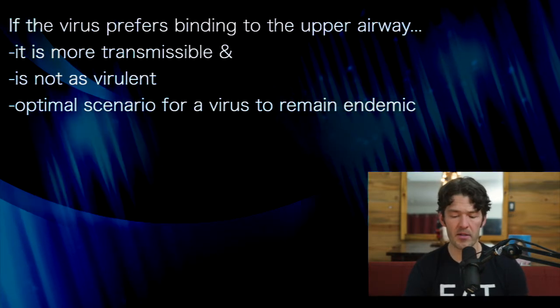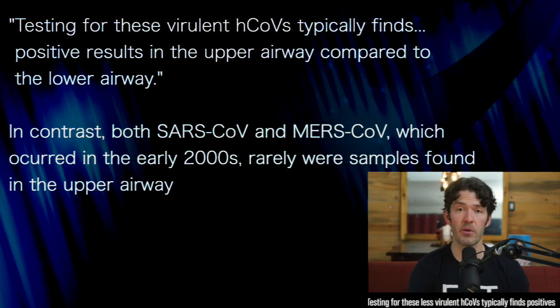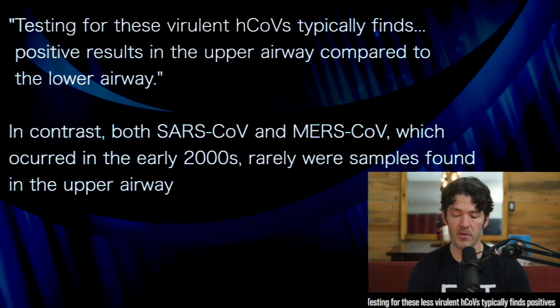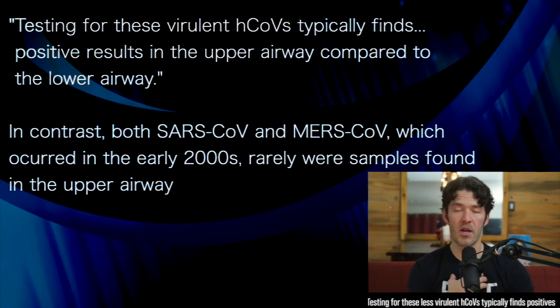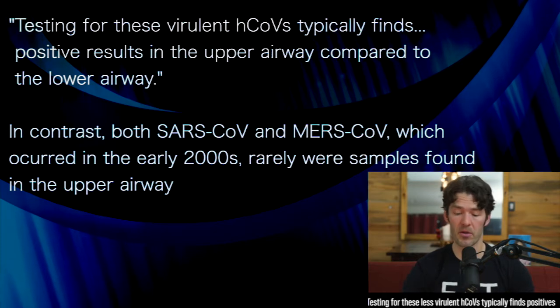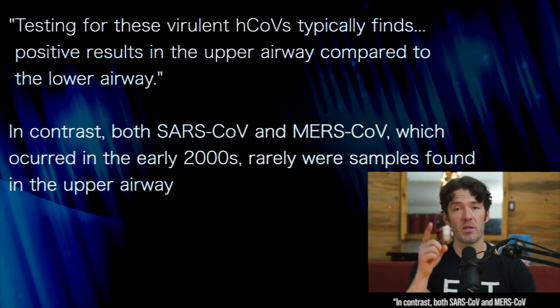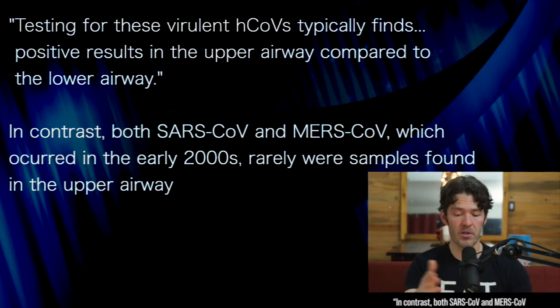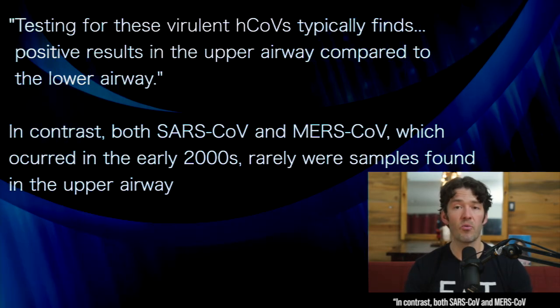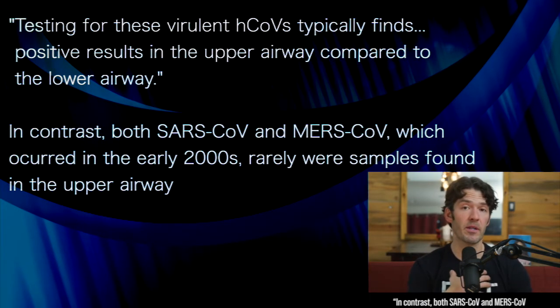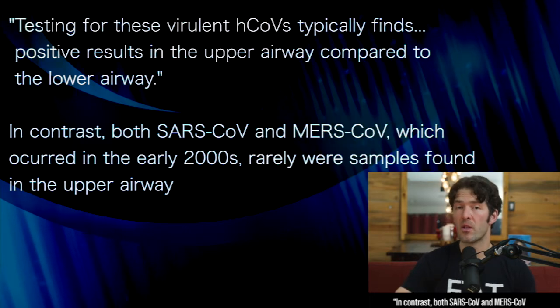So the scientists want to say that testing for these less virulent human cold-causing coronaviruses typically finds positive results when samples are taken in the upper airway compared to the lower airway, in contrast with SARS-CoV-1 and MERS that occurred in the early 2000s. Rarely were there ever samples found when sampling in the upper airway. It was mostly in the lower airway.